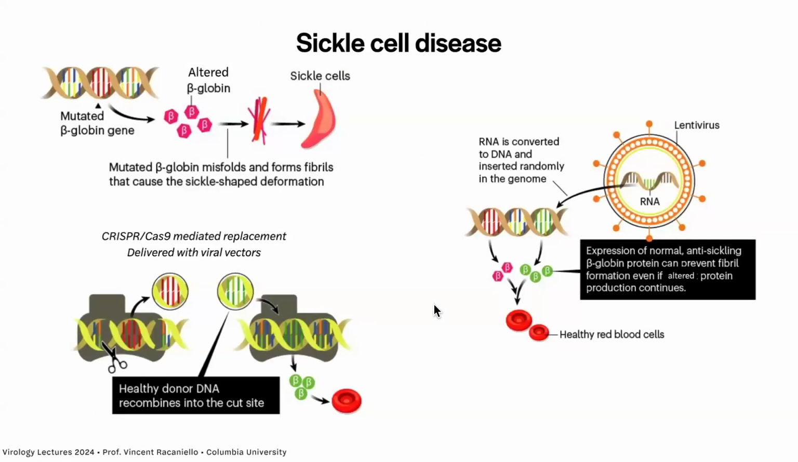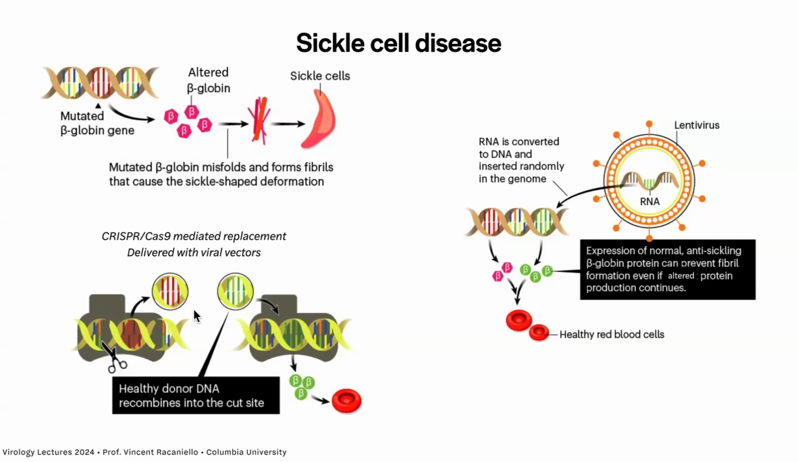Sickle cell disease is another that's amenable to gene therapy. Here you have a mutated beta globin gene. The protein misfolds and forms fibrils, and that causes the sickle-shaped deformation in the red blood cells. And we have 2 approaches to gene therapy. In one, we make a lentivirus that contains the normal anti-sickling beta globin protein, and we give that to patients. And again, we do that by explanting stem cells ex vivo and putting them back in the patient.